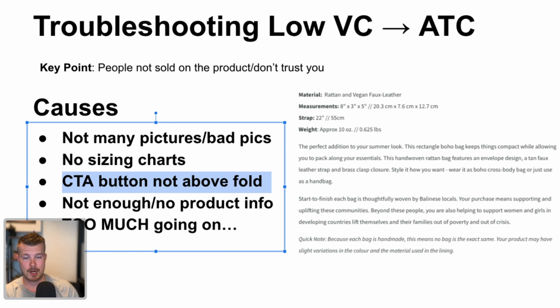Not enough information or no product information. Or there's too much going on. So some people try to oversell, right? And there's like 1,000 different things on their product page. It takes a super long time for it to load. People are like, I don't know what I'm looking at. It's confusing. It's noisy. It's convoluted. This is really important as well, right?